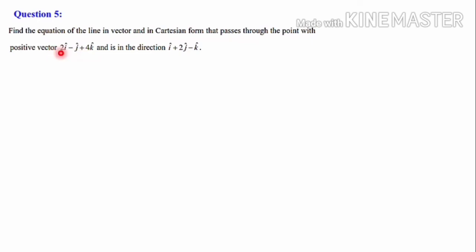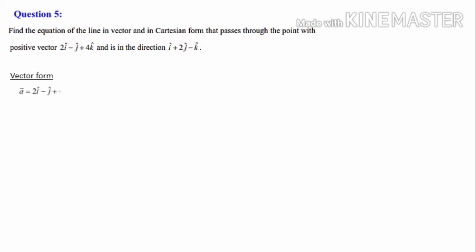Passing through the point (2, minus 1, 4). From here easily we can write the points, coordinates. And is in the direction of i cap plus 2j cap minus k cap. In the direction of means it is a vector given to us, it is called the parallel vector. So it is in the direction of, that is a keyword, it is in the direction of i cap plus 2j cap minus k cap, in the sense this is a parallel vector. So one point we have got from here, parallel vector also given to us. So one point and parallel, so that is the point parallel form.